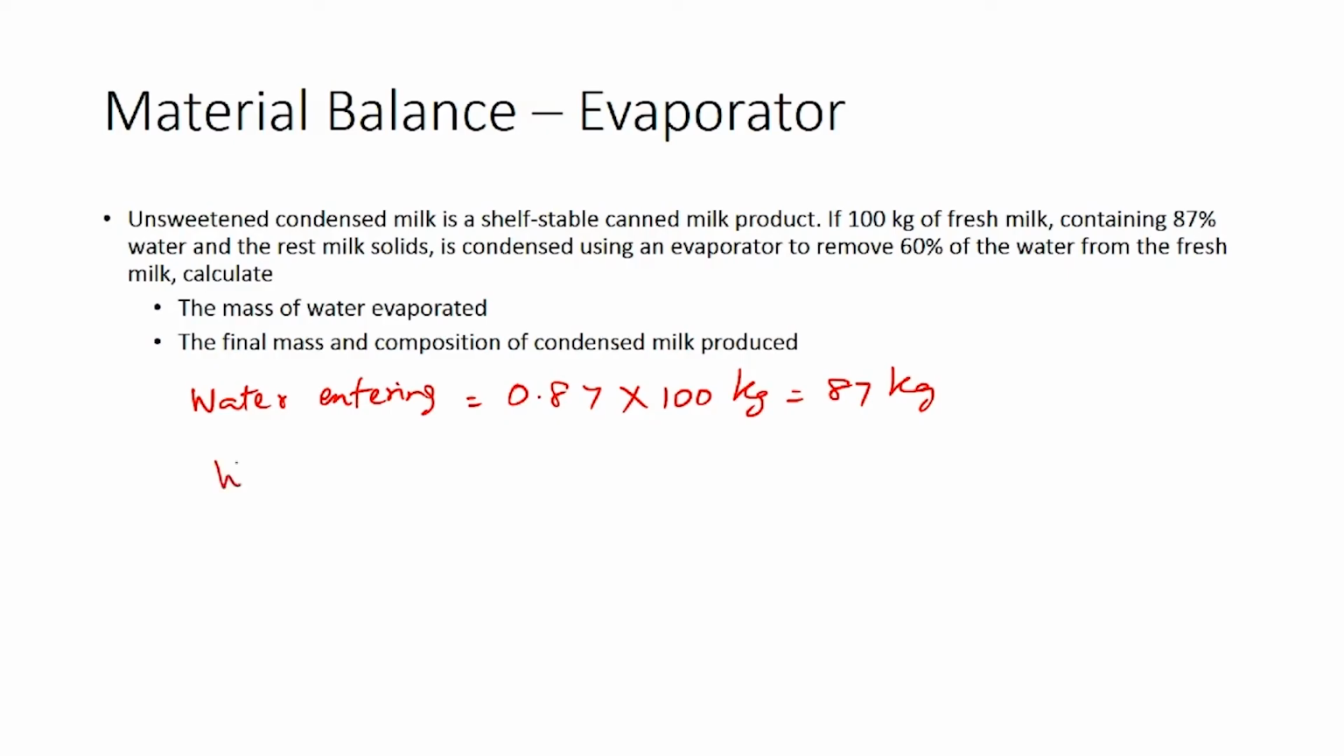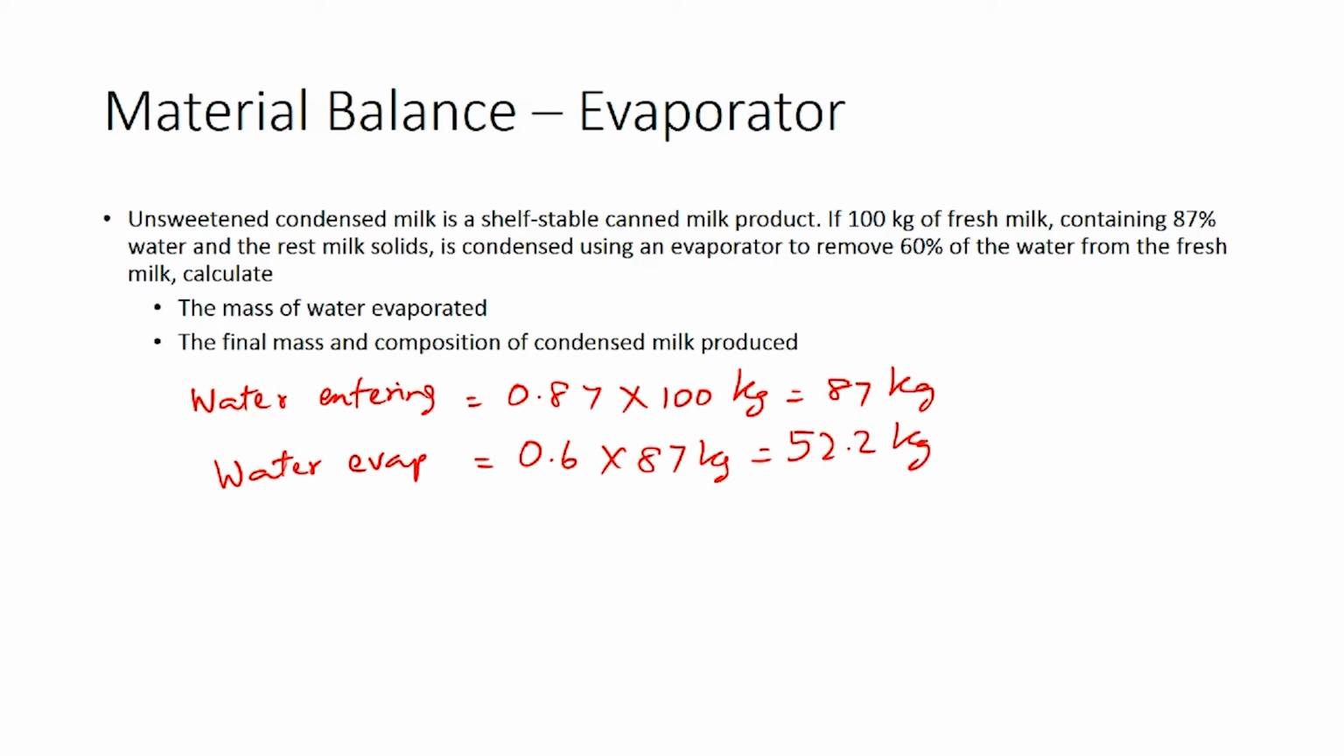So water evaporated would be 0.6 times 87 kilograms, which will give you a final value of 52.2 kilograms.